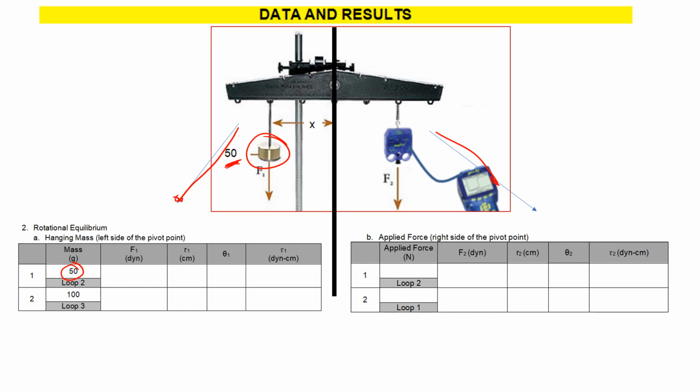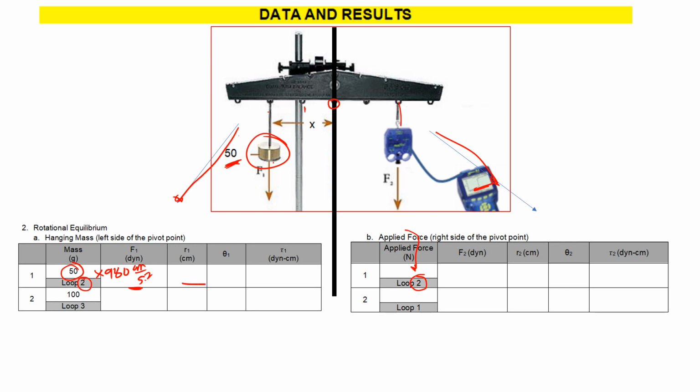And then as we can see, this is 0, loop number 1, loop number 2, so the hanging mass is placed at loop number 2. For the right side, the force sensor is placed at loop number 2, so that's why this is loop number 2. Whatever the reading here, we just place that here for the value of the applied force. For the value of F1, we just multiply 50 by 980 centimeters per second squared, and we can get the F1.